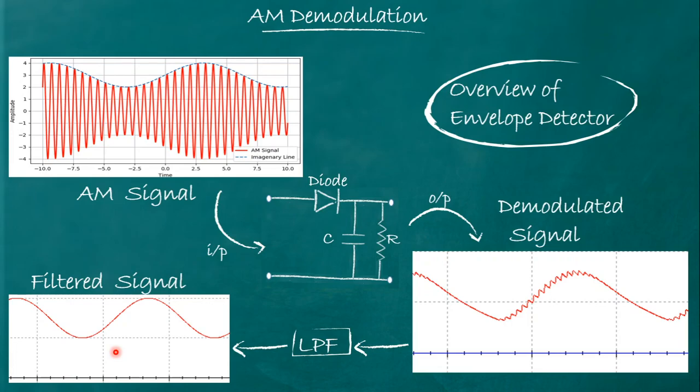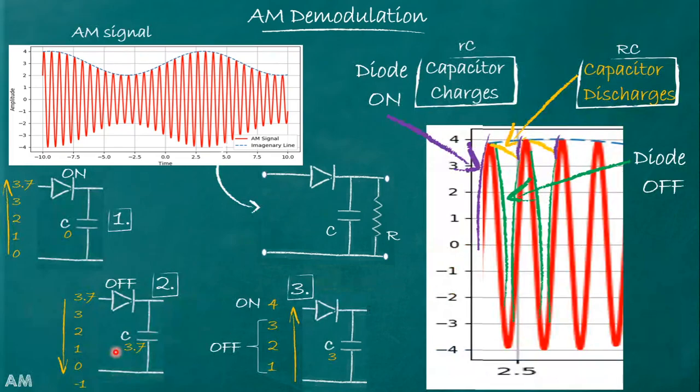So let us see the detailed working principle of the envelope detector. Here the AM signal is applied to the input of the circuit. The AM signal is nothing but a sinusoidal wave with varying amplitude. A sine wave consists of a positive cycle, negative cycle, positive cycle, negative cycle, and so on. So let us assume that our AM signal starts increasing from zero.